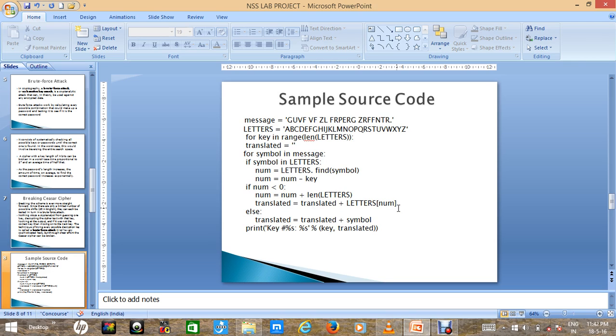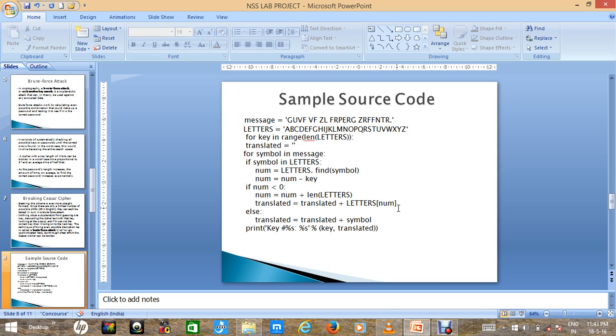So we can see that the keys, like A, B, C, D, are the examples of keys which can be used to generate the message. For key in range, length and letters translated. This is a demonstration of how the process takes place to hack the message. If symbol in letters, num is equal to letters.find(symbol), and num is equal to num minus key. And if the number is less than 0, then num is calculated by num plus len(letters), and translated is equal to translated plus letters[num]. So it is a basic formula mentioned here.